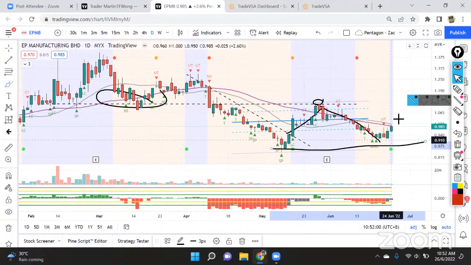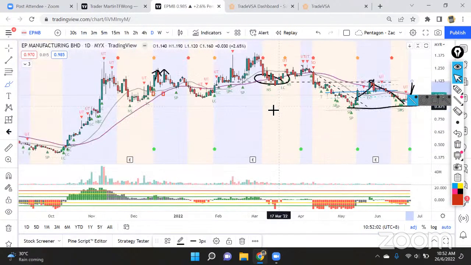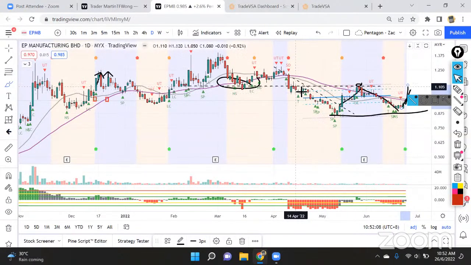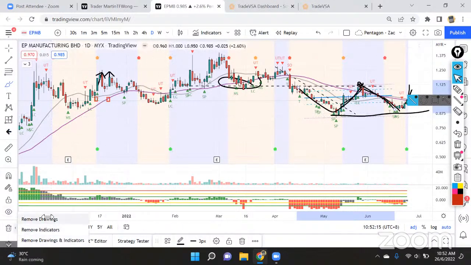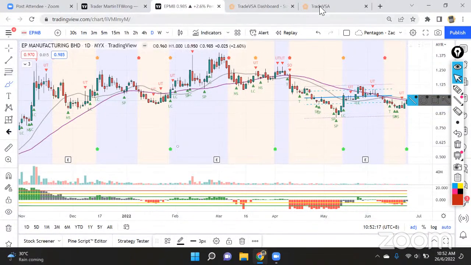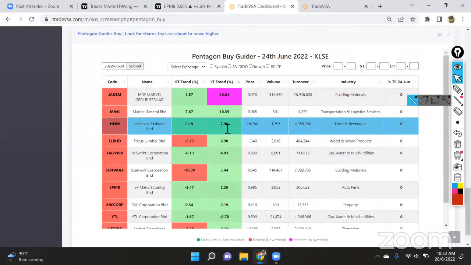But it looks like it's building some support here. Hopefully it will retest one more time. Now this is kind of similar to the previous counter. That's why I'm worried, because it dropped, tested here, and maybe we drop again. So that's why I want to look for others at the moment. Let's go back to my screener.